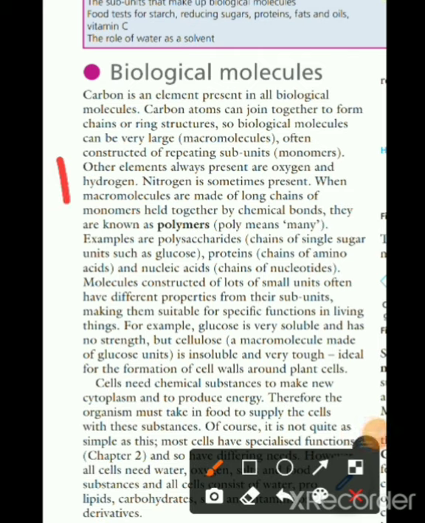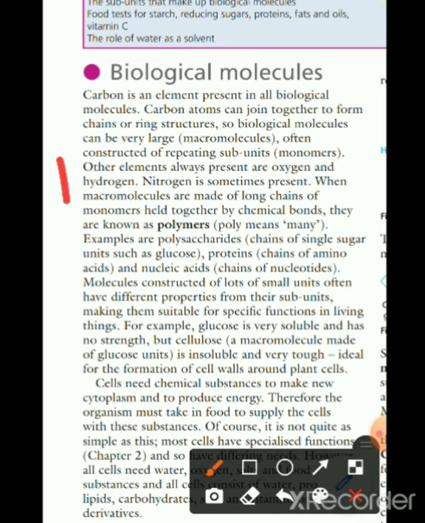The next point is that when macromolecules are made up of a long chain of monomers held together by chemical bonds, they are termed polymers. What does the word polymer mean? When lots of monomers are joined together, they give rise to a huge chain, which is called a polymer. Examples are polysaccharides. What are they? They are chains of single sugar units such as glucose. When millions of glucose molecules are joined together, they give rise to a structure called a polymer.